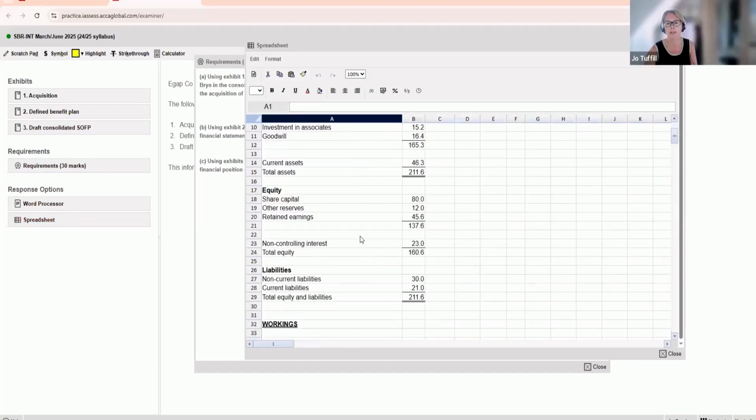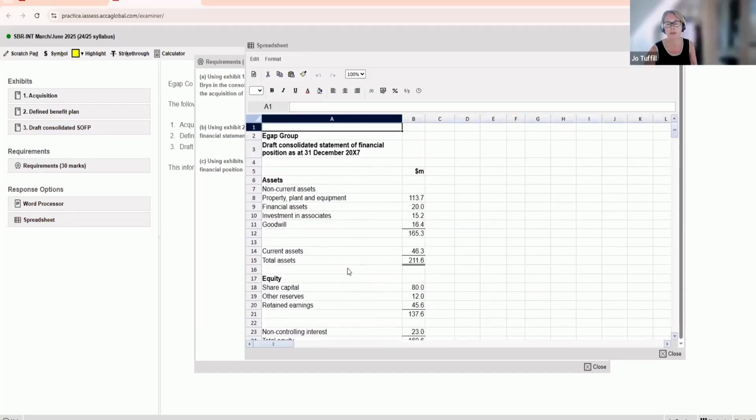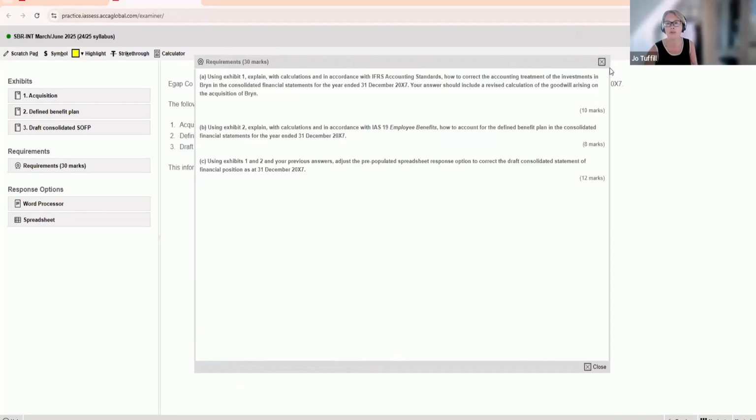In the pre-populated spreadsheet, you can see they've given you a statement of financial position. Marks are going for talking about what's going on in the profit and loss as well as the statement of financial position, because they've asked you for the consolidated statements for the year. And that could even say cash flows. So there will be marks going for not just talking about the statement of financial position. Your answer should include a revised calculation of goodwill arising on the acquisition of BRIN. So we need to do a revised calculation.